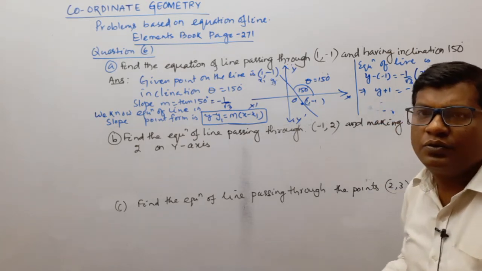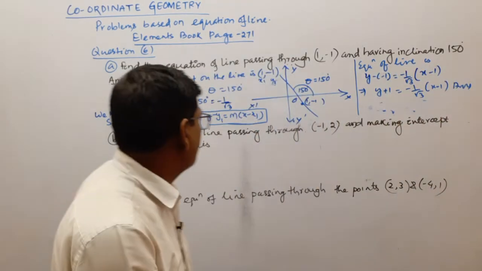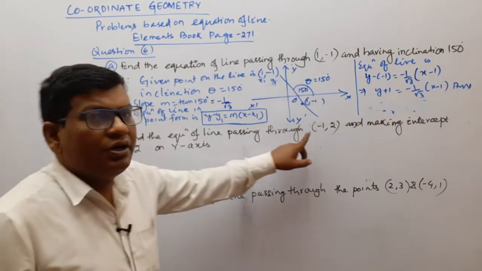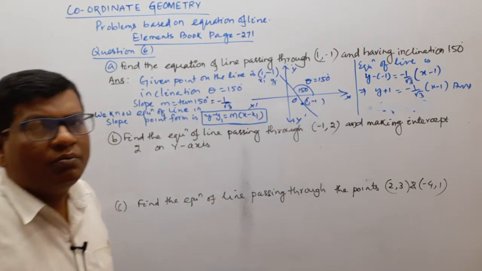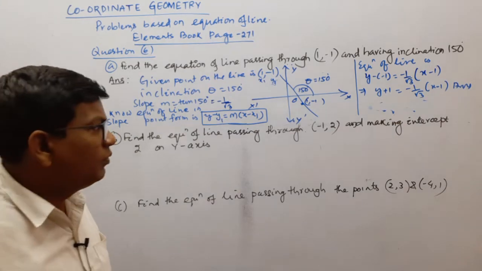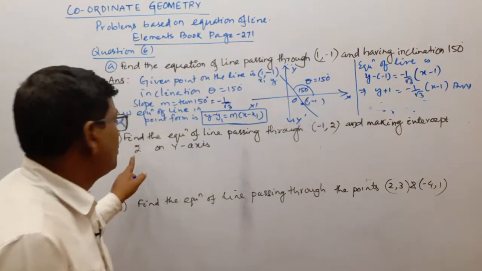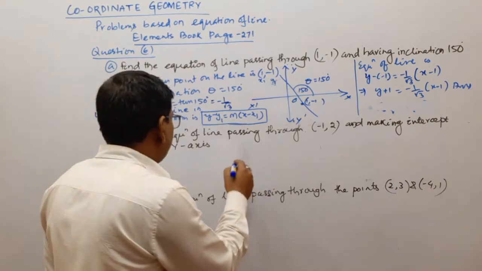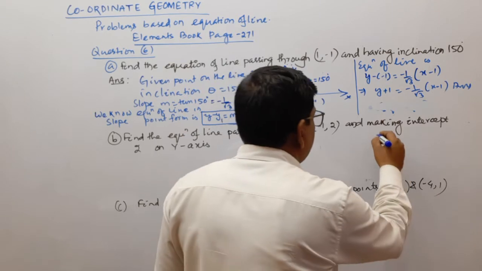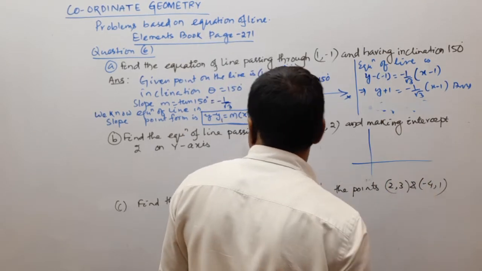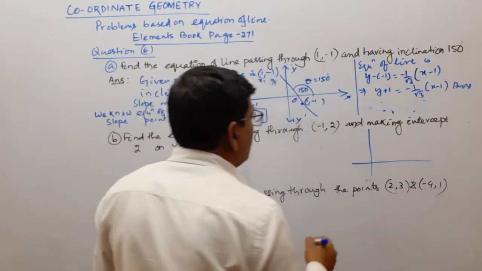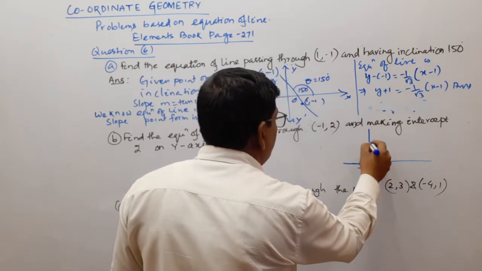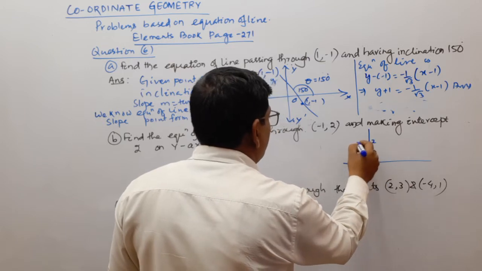Now the next question, that is B. Second question: find the equation of the line passing through the point (-1, 2) and making intercept 2 on the y-axis. Suppose the figure is like this. Passing through the point, x is -1 and y is 2. Suppose this is -1, this is 1, and this is 2.